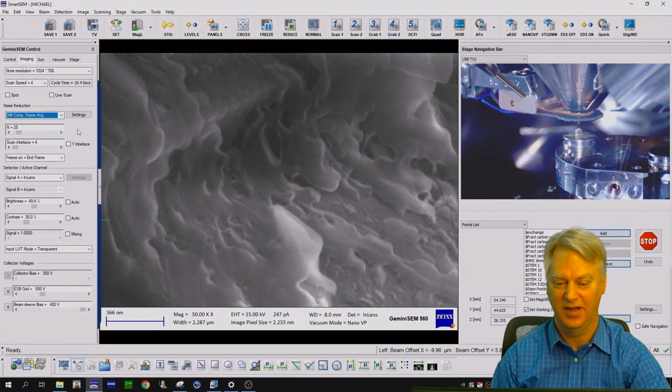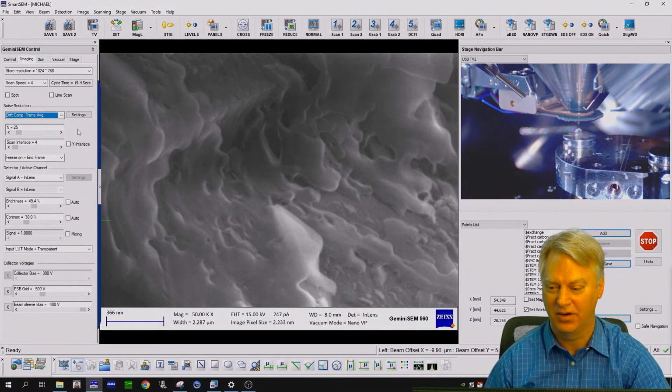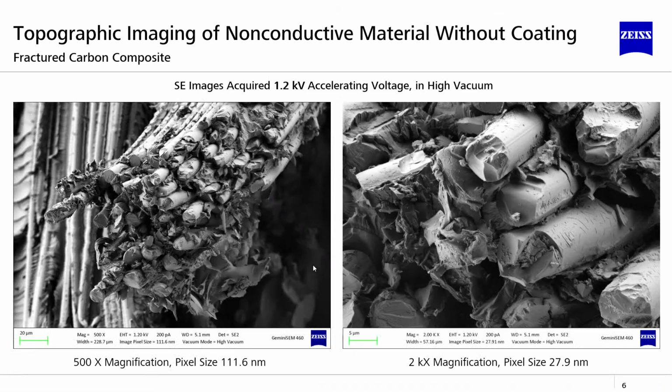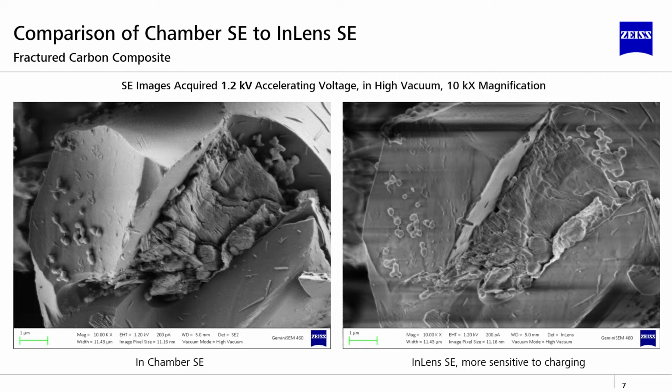All right, so now that we've seen that and see it in action, we'll go back to here. These are images that we've acquired. These are the original ones at high vacuum at 1.2 kV, and the SE2, as we mentioned, does really well. It doesn't charge. Then you get to the InLens and you say, wow, it's charging pretty badly. These are not images that I could show my colleagues or publish, because they don't really look that nice. And it's all due to the fact that it's charging and it's a non-conductive sample.